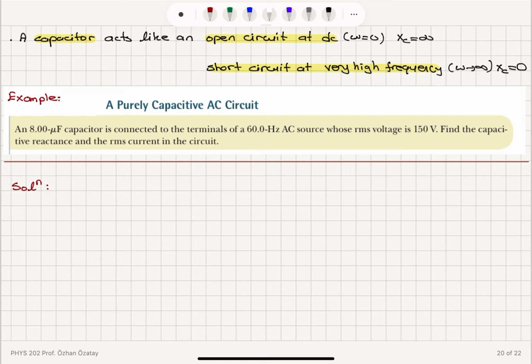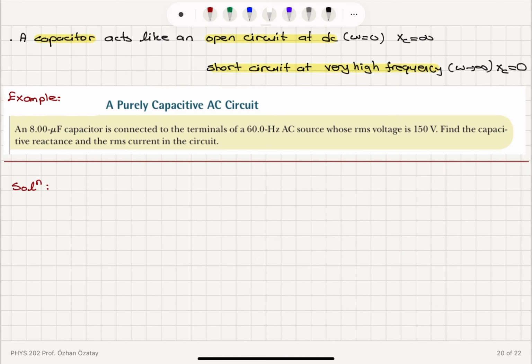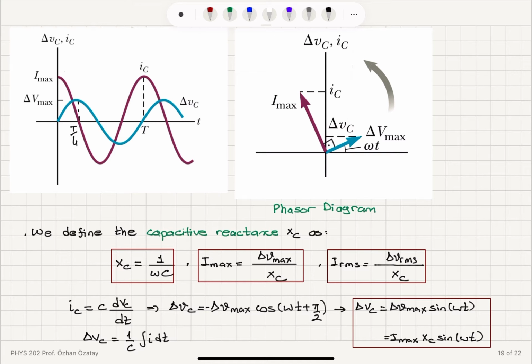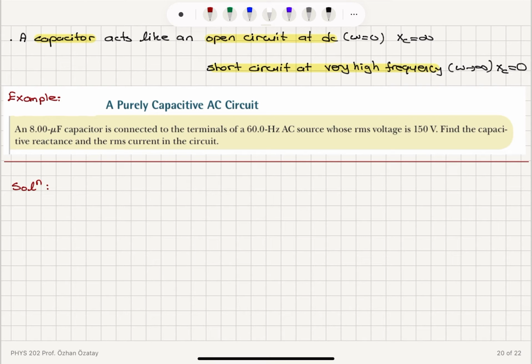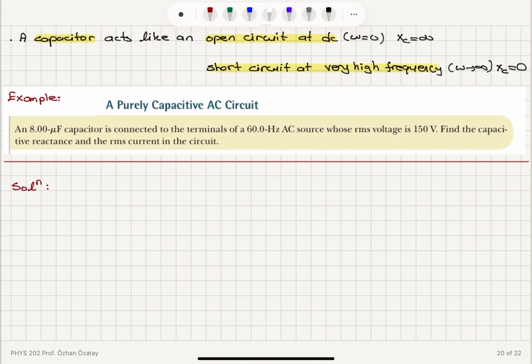Okay, so for this frequency-dependent resistance, the capacitive reactance, 1 over omega C, what is the behavior for DC? When the angular frequency is 0, you will have 1 over 0, infinite, so that's going to be an open circuit. Remember, the inductor was a short circuit at omega equal to 0, but the capacitor is an open circuit. And when omega becomes infinite, X_C becomes 0, so the capacitor turns into a short circuit at very high frequencies.